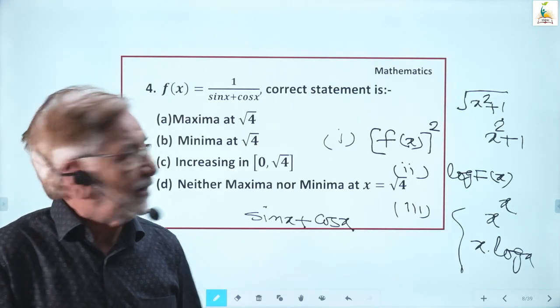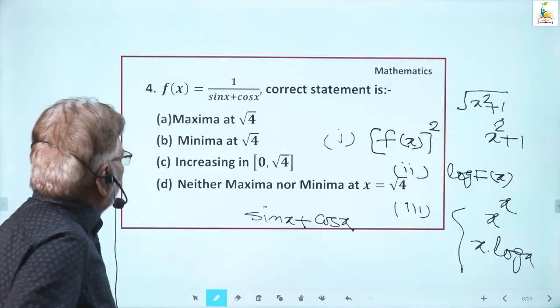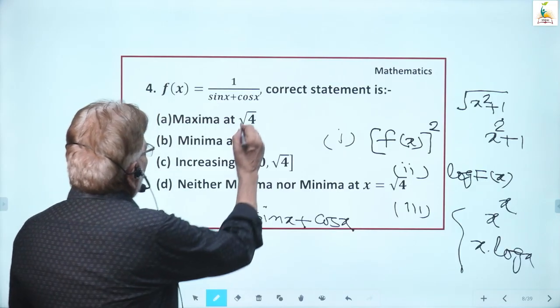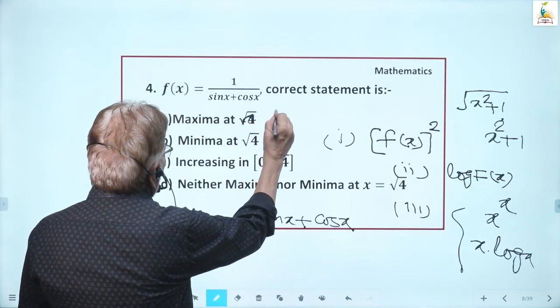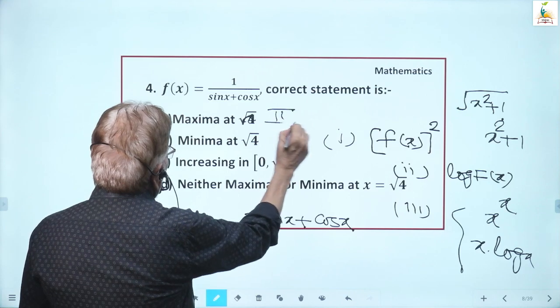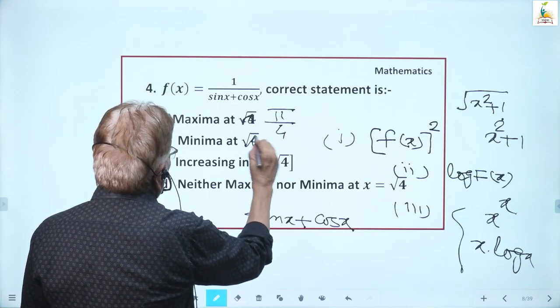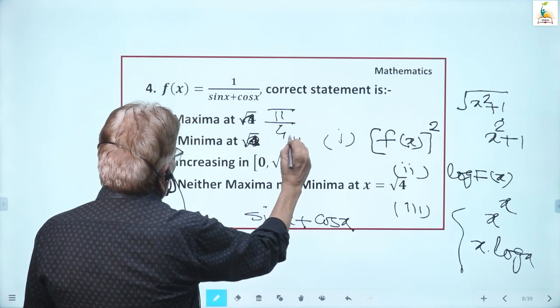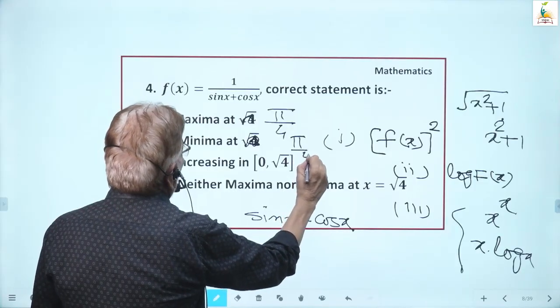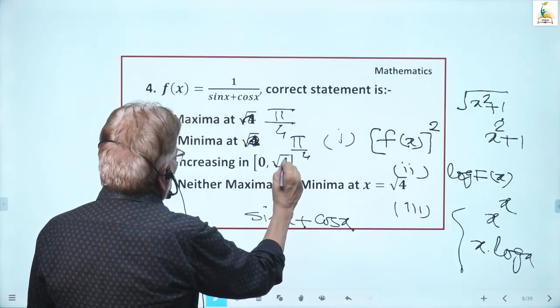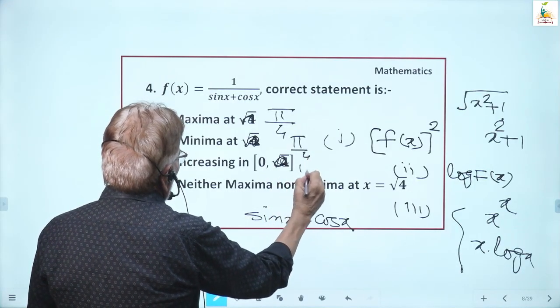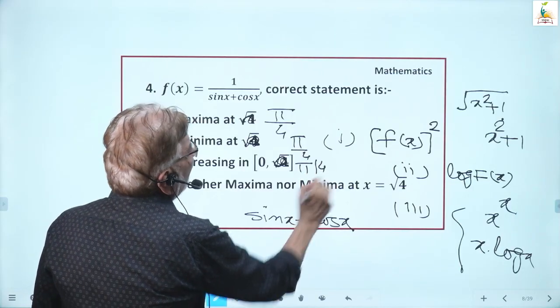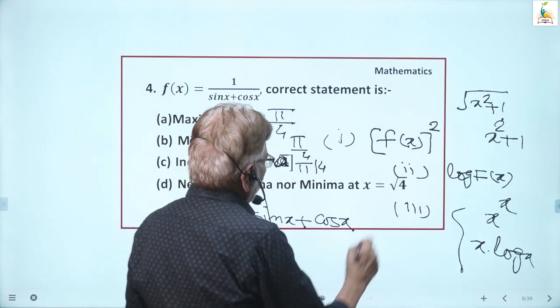So I am doing this question. It is pi by 4, not root 4. It is pi by 4.